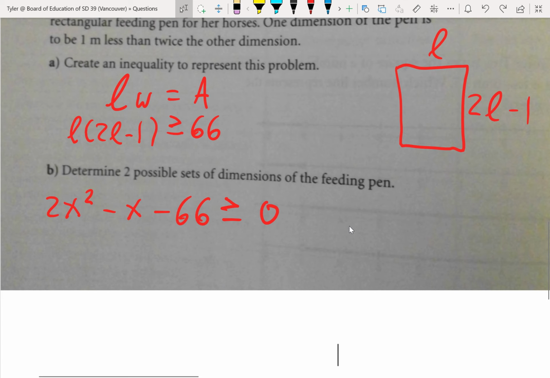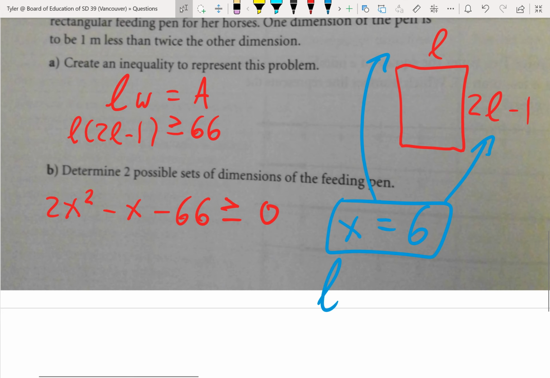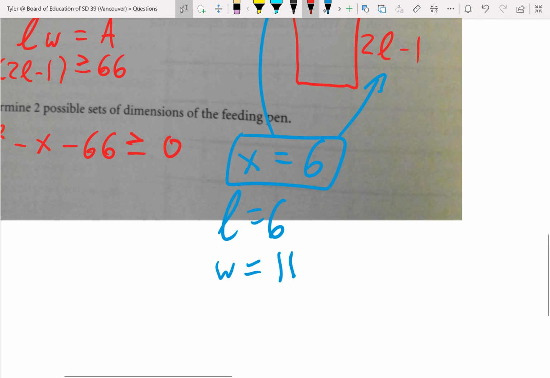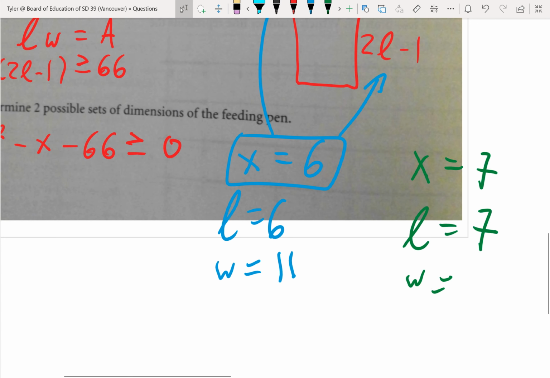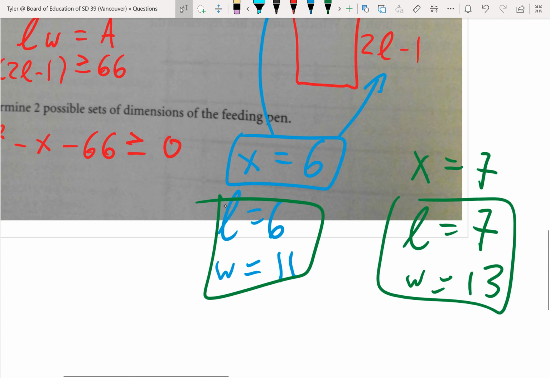So let's take, for instance, x equals 6. That is one possible answer. If we sub that into our situation over here, the length is equal to 6 and the width is equal to, what's that? 6 times 2 is 12, minus 1 is 11. If we did another one, a bigger one, say x equals 7, the length would equal 7, and the width would equal double that, minus 1, which is 13. And we have two answers.